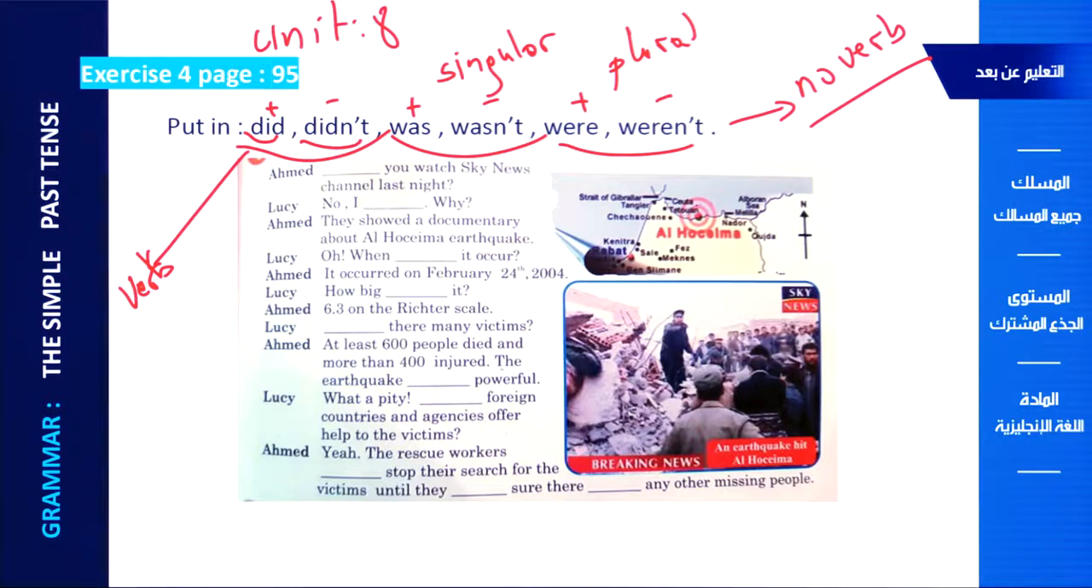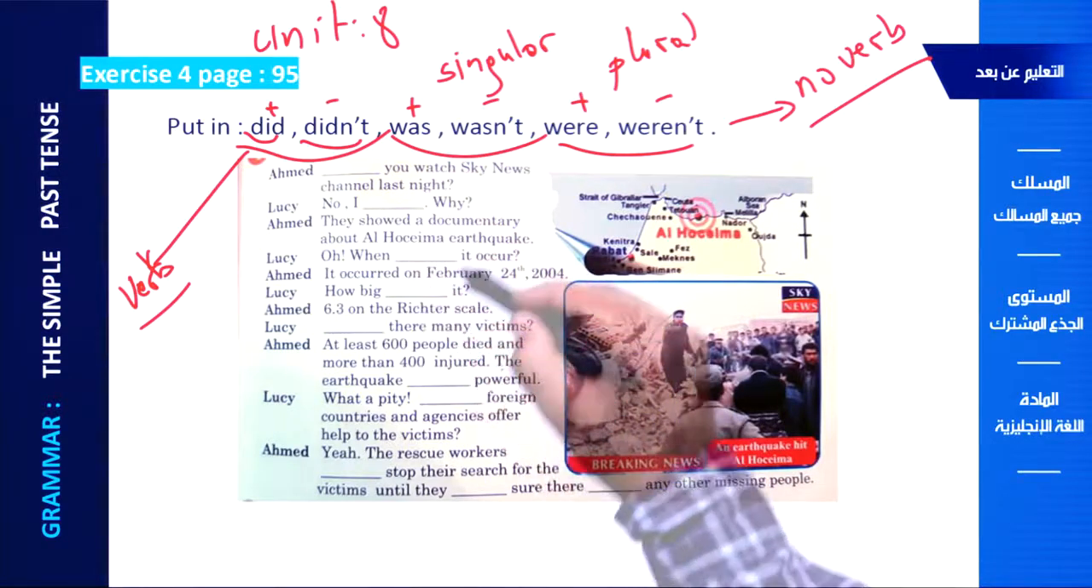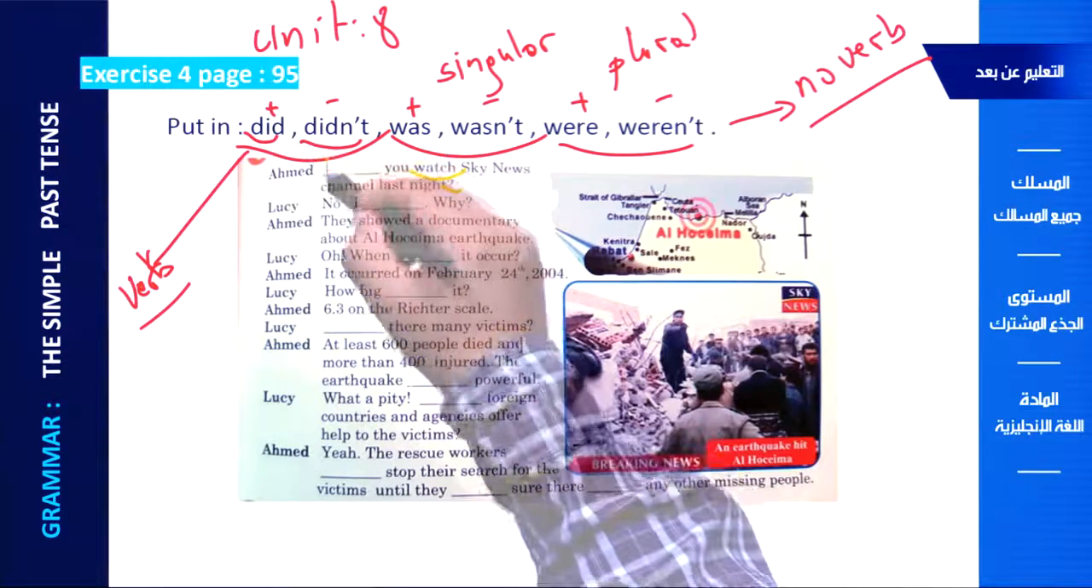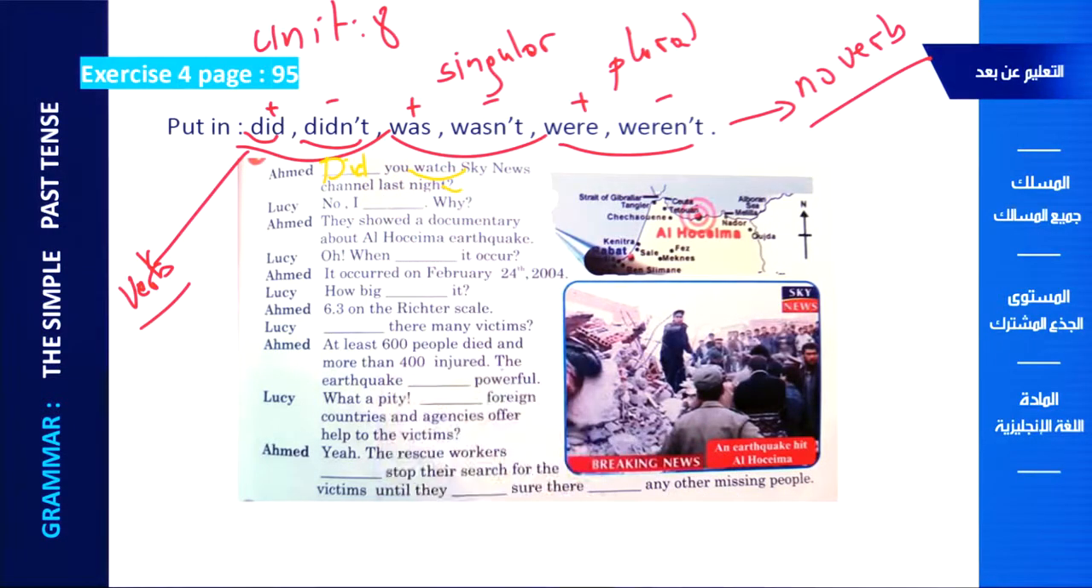Here we are. So let's try together to fill in the blanks with the correct auxiliary or verb. So we have did, didn't, was, wasn't, were, weren't. Ahmed, you watched Sky News channel last night? What do we have here? If we have a verb, we use did or didn't. If you don't have a verb, we use was, wasn't, were, weren't. In this sentence here, what can you see? We have a verb, watch, and we have a question mark. So it's a question. We have a verb and it is a question, so what do we use automatically? It's did. Did you watch Sky News channel last night?